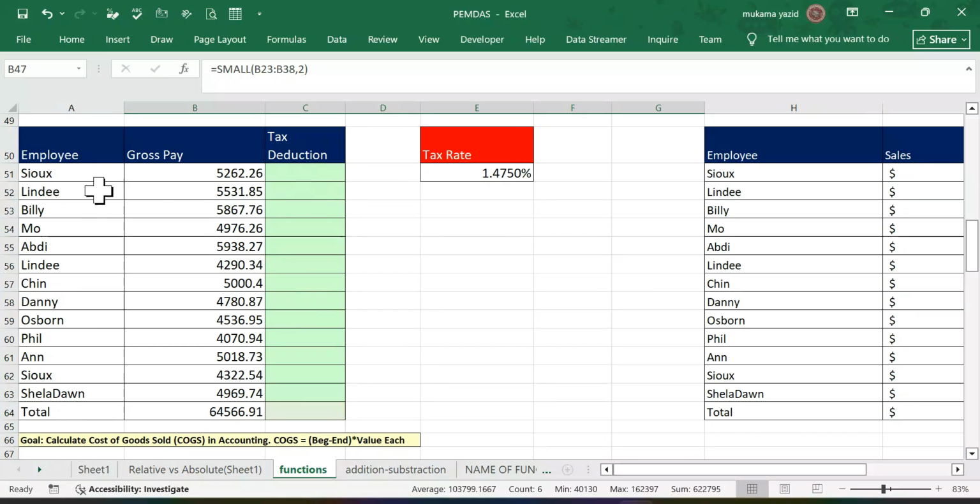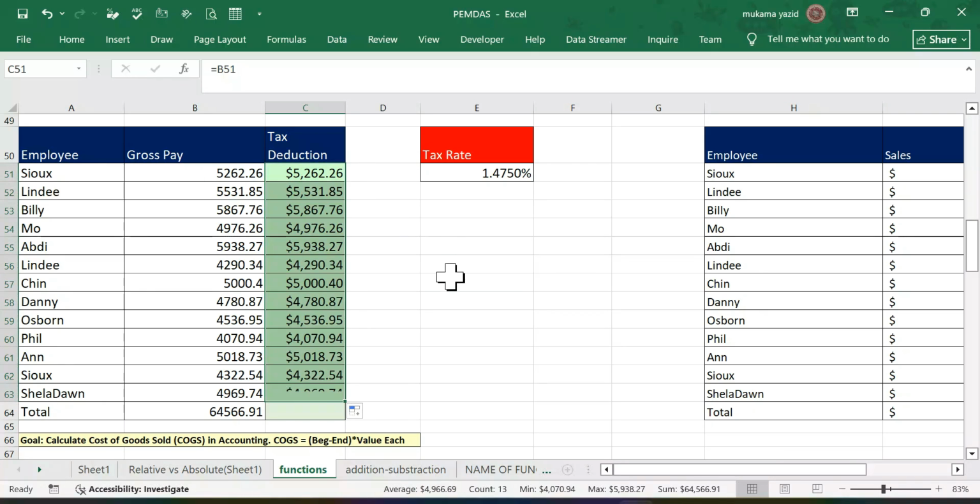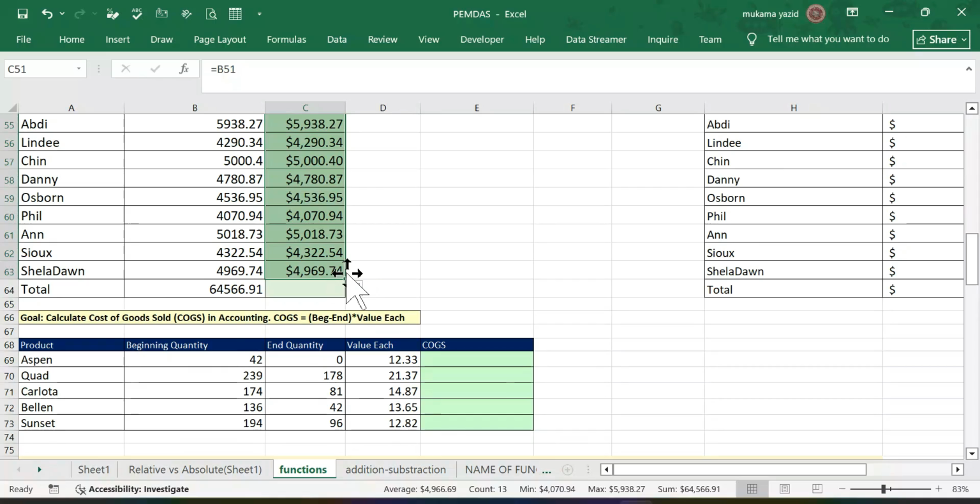Here they said employee gross pay, tax deduction equals, and they give you a rate. This is the tax. Okay, sorry. Undo. So come here, this is the tax they told us. We press F4 to lock it, to multiply by the gross pay, enter, we autofill to get the rest of the answer. I think it is done.